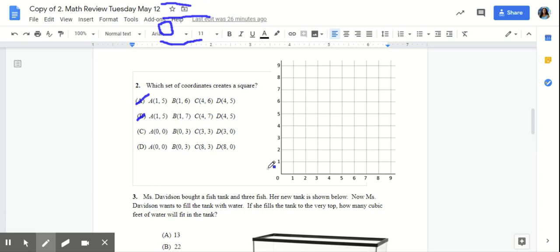Let's try D. D, start at the origin, 0, 0. B, 0, 3. Remember that our coordinate to the left is always our x coordinate, and to the right is our y coordinate. C is 8, 3. And D is 8, 0. This is also considered a rectangle. So D is incorrect.